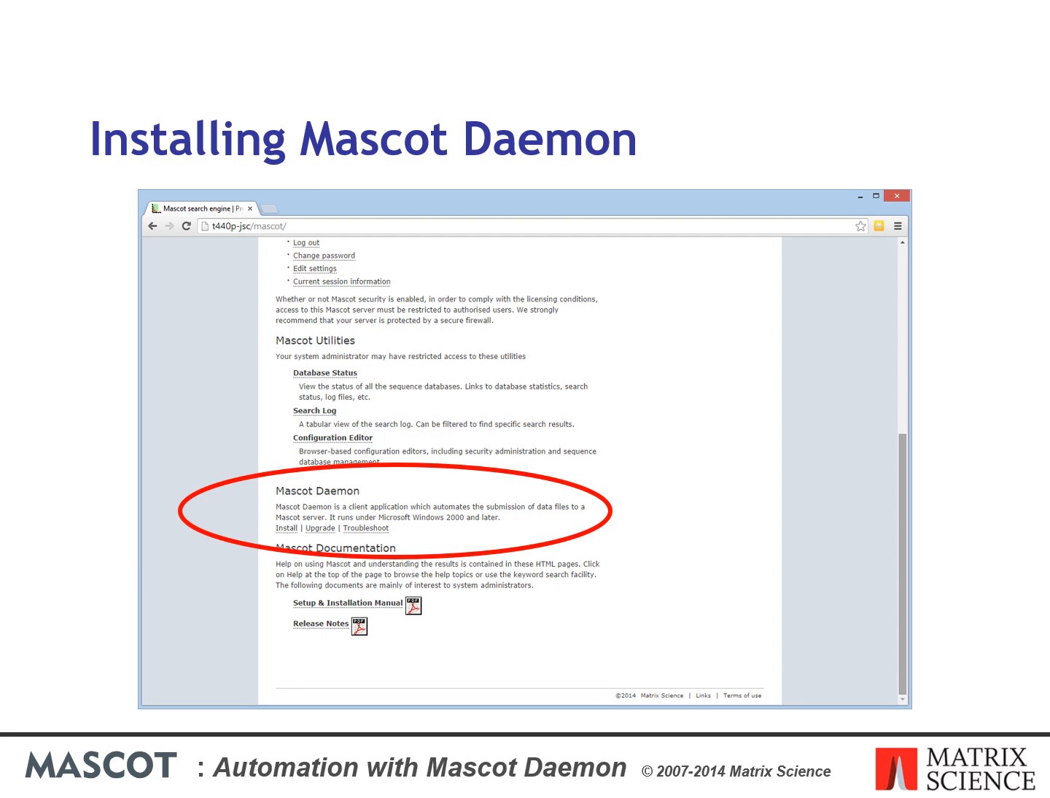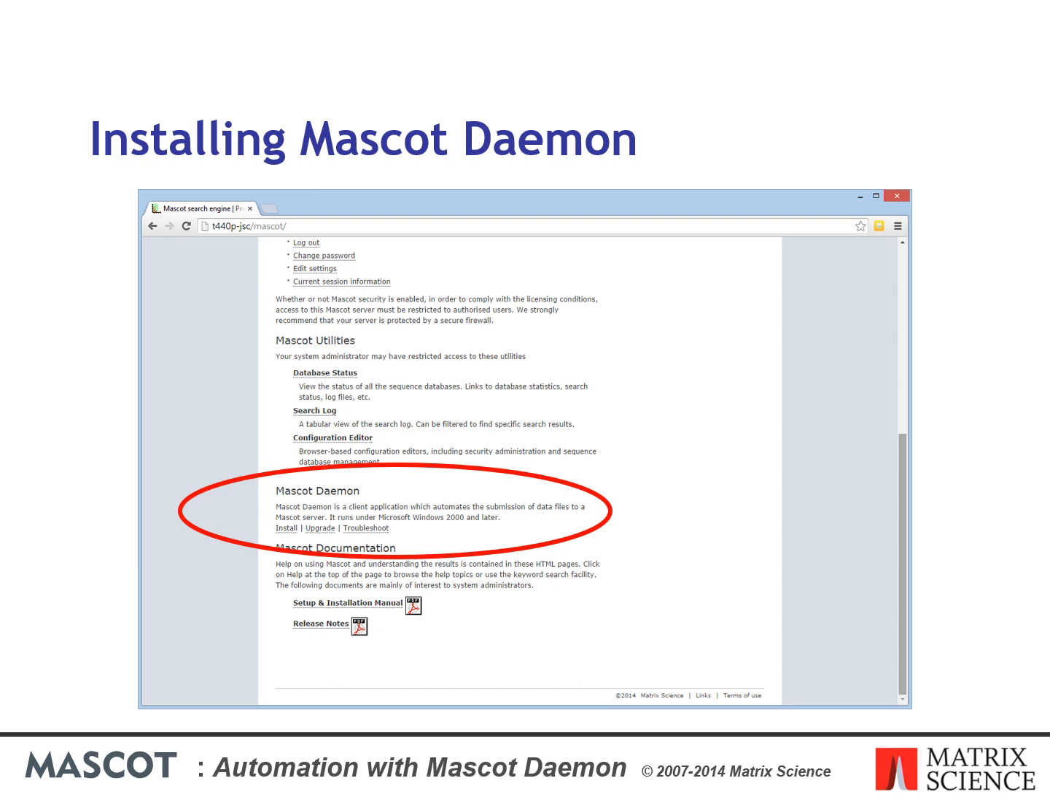Mascot Daemon is our automation client. It's a part of the Mascot package that is only available when you have a Mascot server in-house. It's only available for Windows because all of the mass spectrometry data systems are Windows packages, so this is always the platform where the data files originate from.